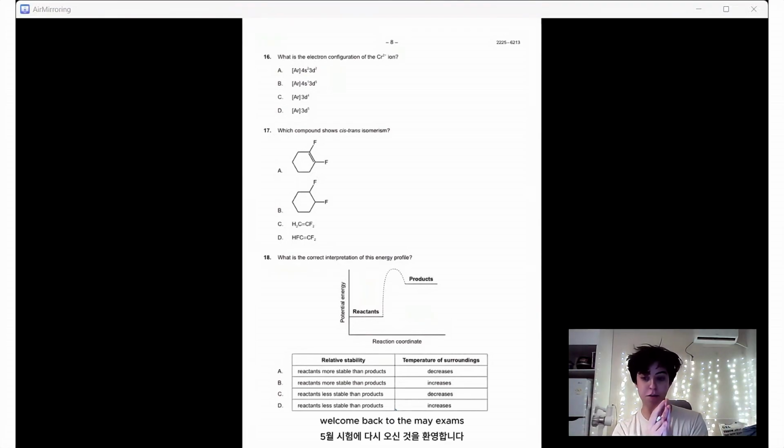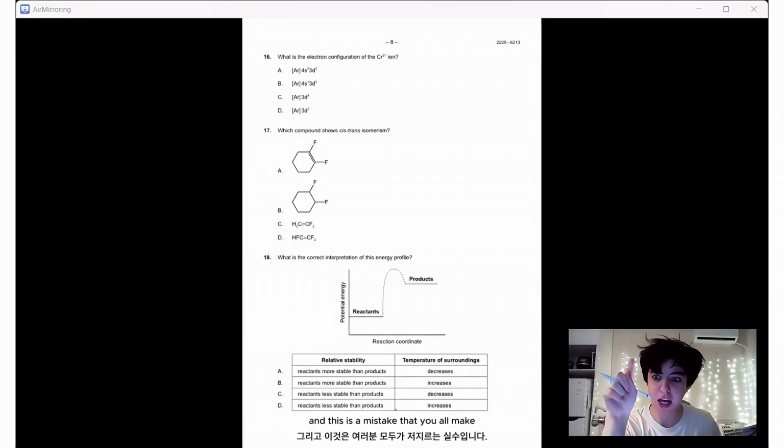Welcome back to the May exams, TZ2 IB Chemistry walkthrough for paper 1A HL. We're going to keep going with questions number 16 through 20. By the end, we'll be halfway through. Yippee! So question number 16 has to do with the electron configuration.